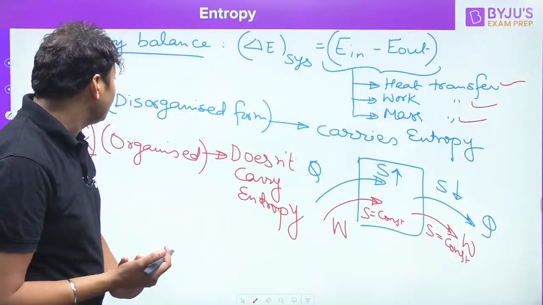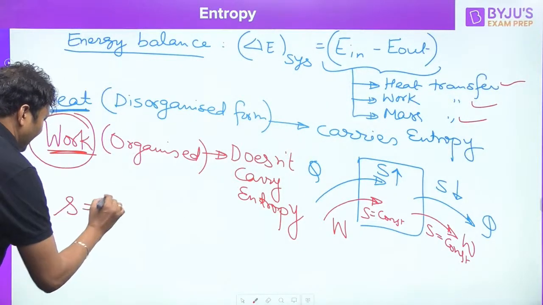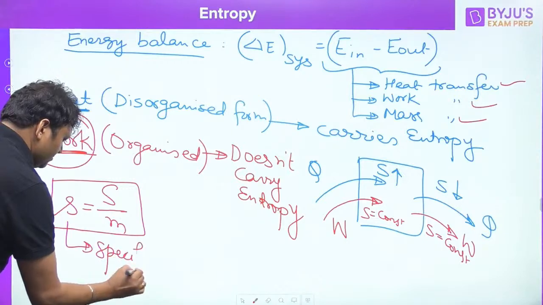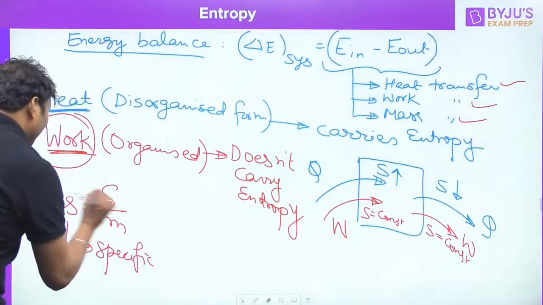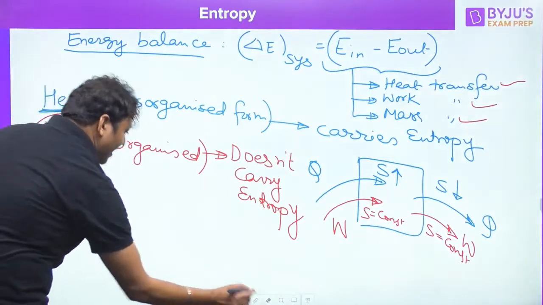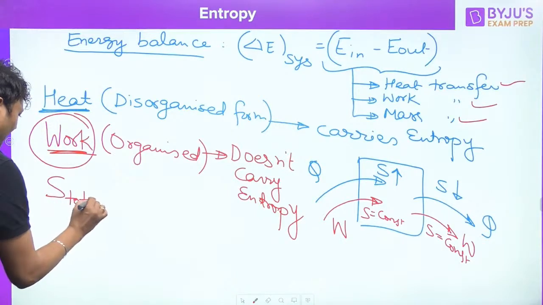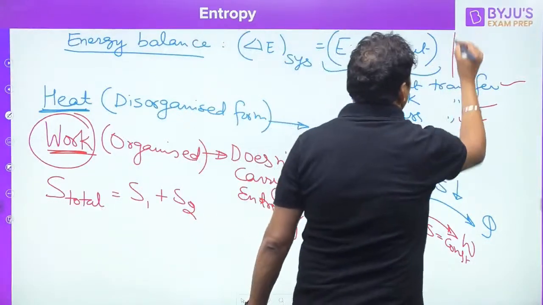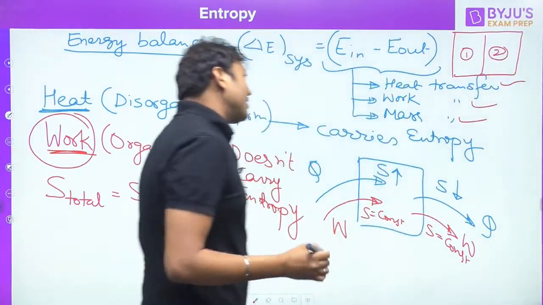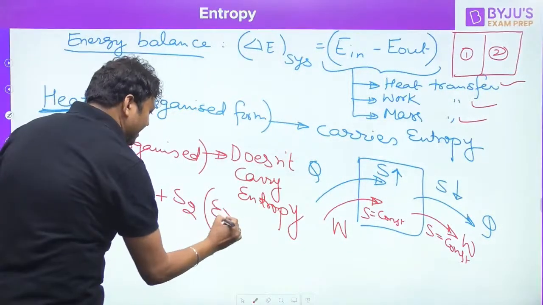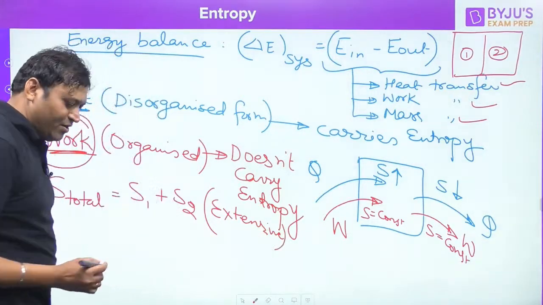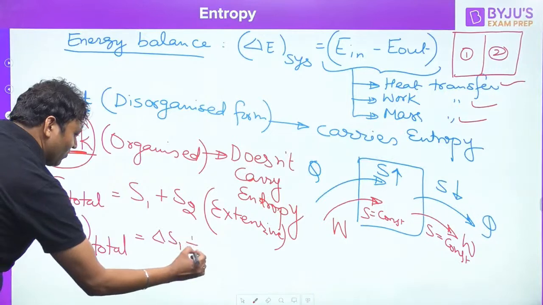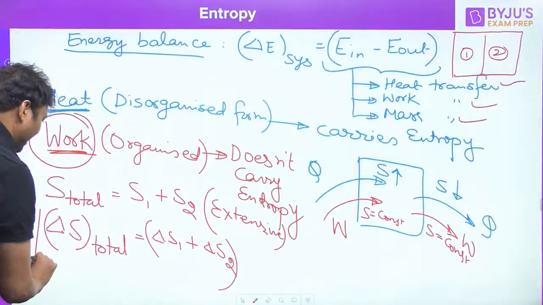Is it clear? There is one more parameter defined, that is small s, entropy per unit mass, which is called specific entropy. Before that, because entropy is an extensive property, entropy can be added. The total entropy of the system is equal to S1 plus S2, if there is a system divided into two subsystems, 1 and 2. Extensive properties are added or subtracted, or we can say the total change in entropy for the system is equal to delta S1 plus delta S2.